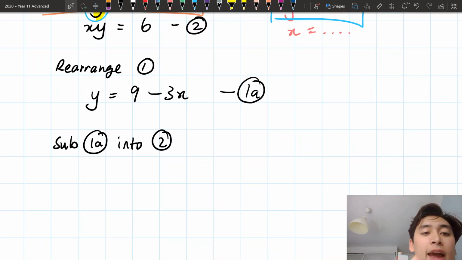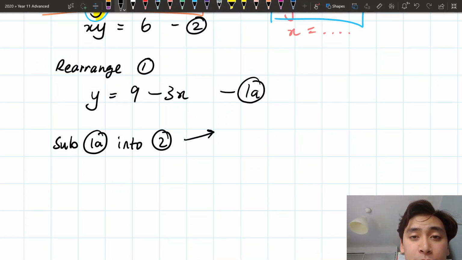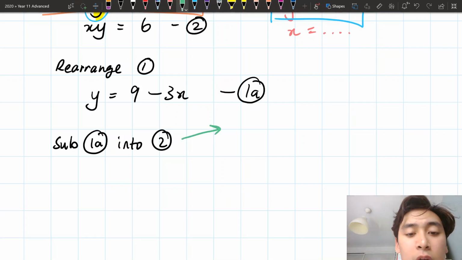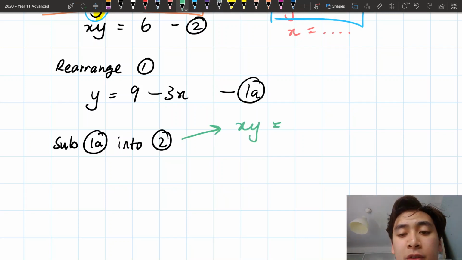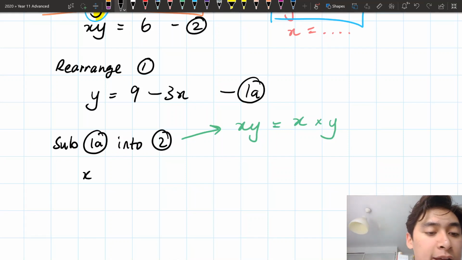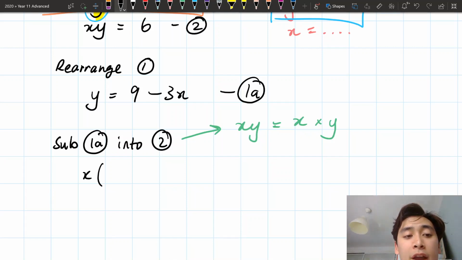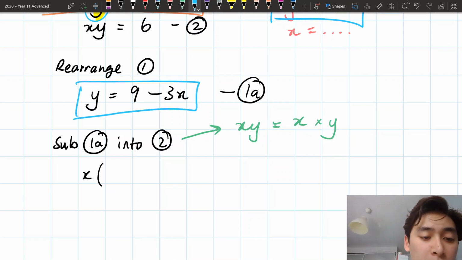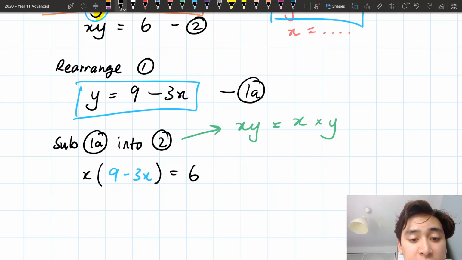So here I've got xy. Just a reminder, if you see xy, what does that tell you? xy is the same as x times y. So here I'm going to write x times a bracket, and put this substitution in, 9 minus 3x, and that's equal to 6.